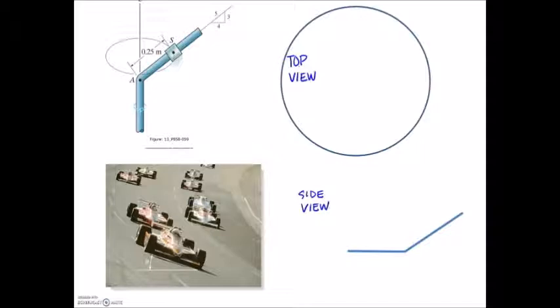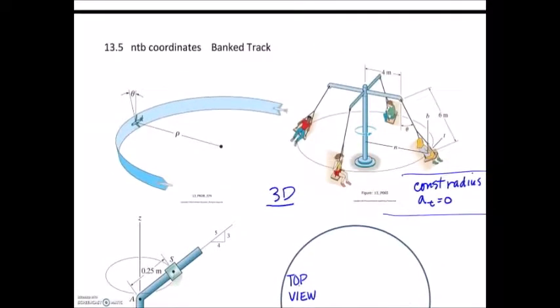In these two cases, friction is what keeps them on the path, and we're going to call all of these types of problems banked track problems.